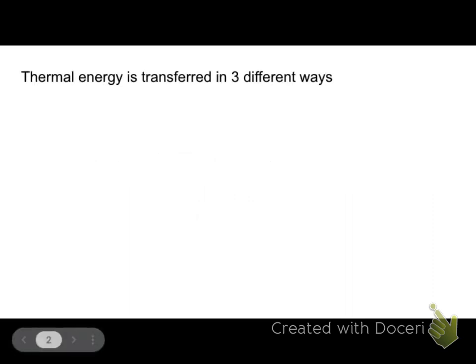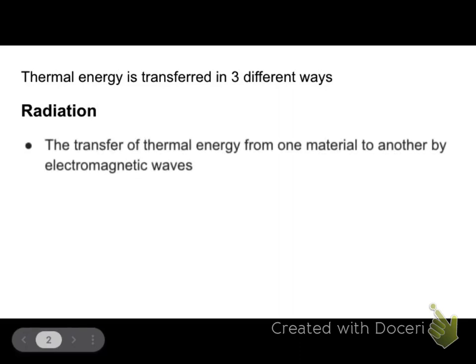Thermal energy is transferred in 3 different ways. The first way we're going to talk about is radiation. Radiation is the transfer of thermal energy from one material to another by electromagnetic waves. You know what electromagnetic waves are. We've discussed them already. We learned about the whole electromagnetic spectrum, which included light. So those waves are transferring thermal energy.